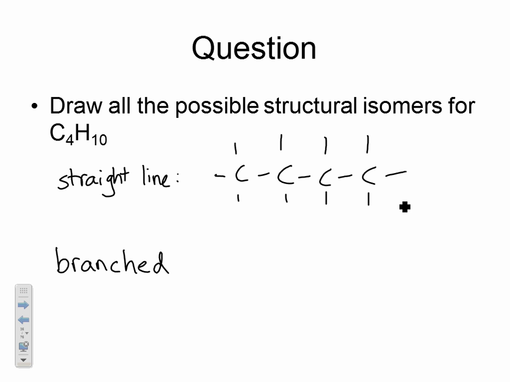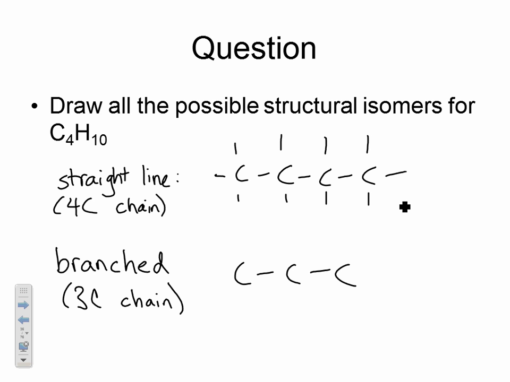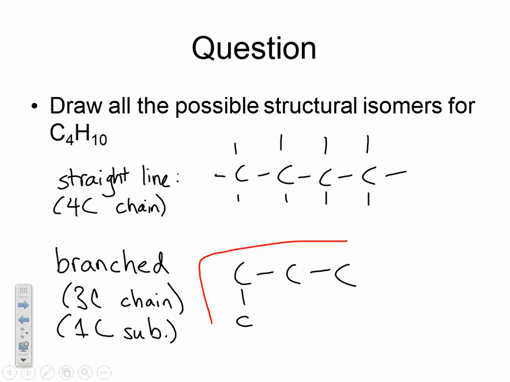This one would have a 4 carbon chain. In order to have a branched arrangement, I can no longer have my longest chain being 4 carbons. So now I think about maybe having a 3 carbon chain, so doing maybe 1, 2, 3 like that, and then making a 1 carbon substituent. Now I would have to put that not on the ends, because if I put the C here, then my longest carbon chain is still 4. So that's no good.